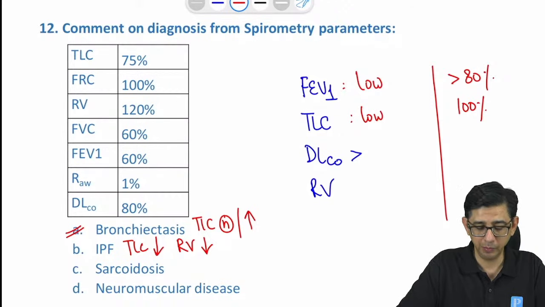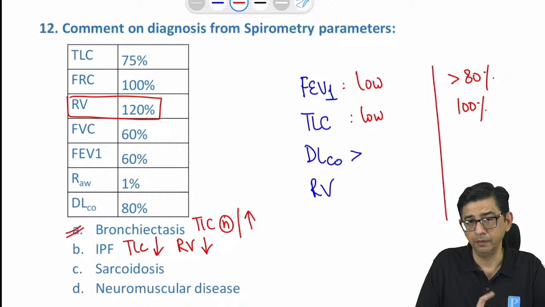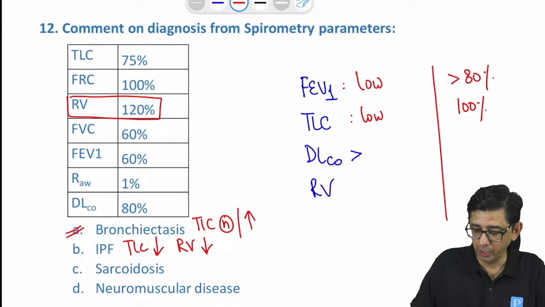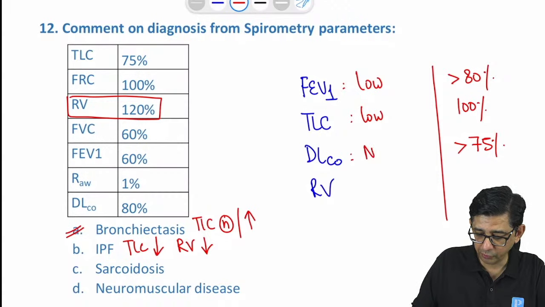Why is it not idiopathic pulmonary fibrosis? Because residual volume is 120%. Let me just write down the values before you. DLCO more than how much is normal? DLCO more than 75% is always taken to be normal. In this question, the DLCO of the patient is 80%. That means it is in the normal range.